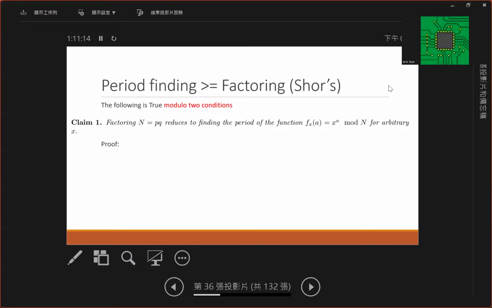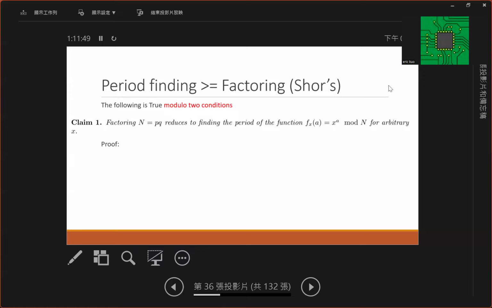Right. To explain this example, let's say n is 15, you pick x equals 2, then the order is 4, because 2, 4, 8, 16, 16 divided by 15, the remainder is 1. And you just compute the greatest common divisor of 2 to the 4 divided by 2 plus 1, which in this case is 5. GCD of 5 and 15 is 5. And then 2 to the 4 divided by 2 minus 1, which is 3. GCD of 3 and 15 is 3. So you do a factor, so factoring succeeds, because 15 is just 5 times 3. So this is one example.